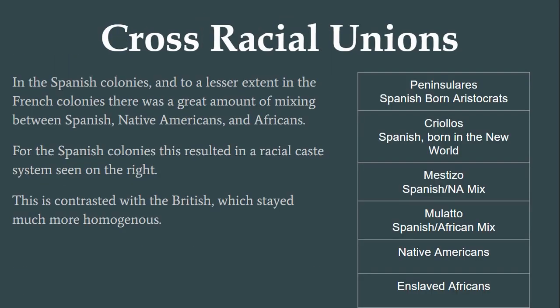In the Spanish colonies, and to a lesser extent the French colonies, there was a great amount of mixing between Spanish, Native Americans, and Africans. For the Spanish colonies, this resulted in a complex racial caste system seen on the right. There were different rules and laws for each caste. Those on top had the most privilege, while those on the bottom had the least. This is contrasted with the British, which stayed much more homogeneous.